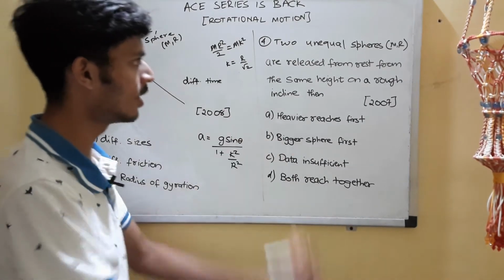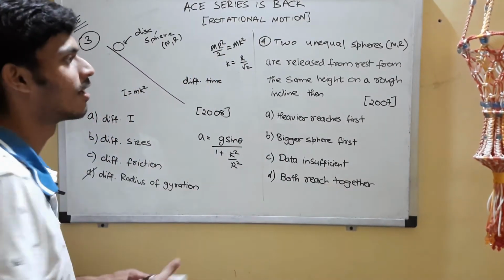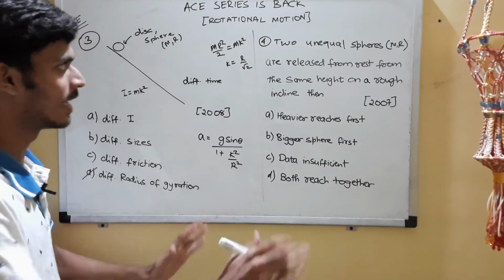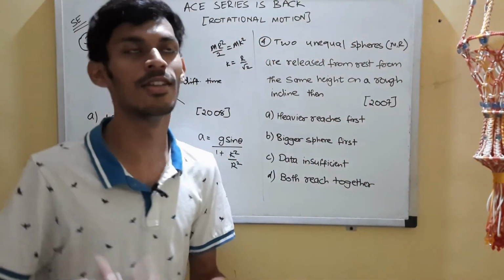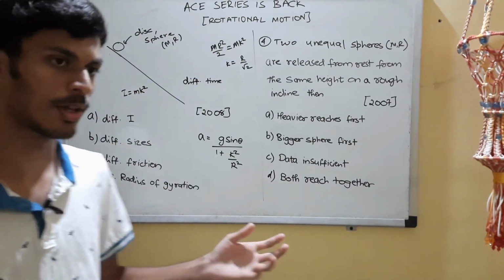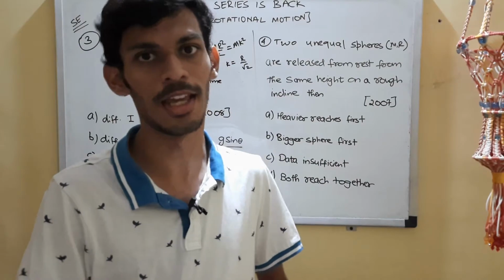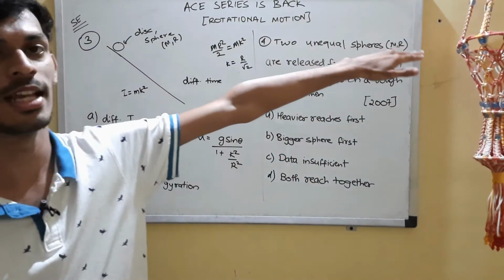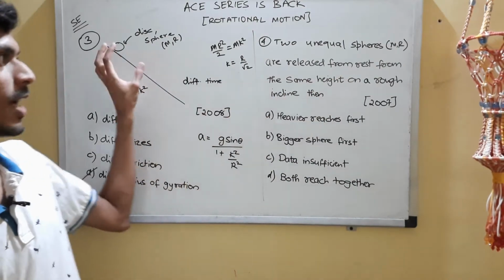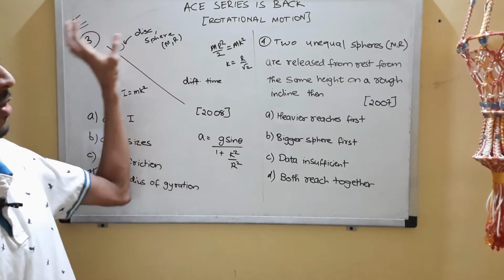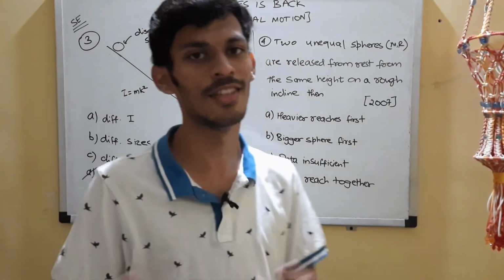Okay, now if you have understood this question, this one is very, very simple. You can give it a humble try. In fact, I'll read it for you. Two unequal spheres. These two spheres differ in terms of mass and radius. One is big, other is small. One is heavy, other is maybe light. So they differ in mass and radius, unequal basically. They are released from rest, same scenario, from the same height on a rough inclined plane. You are supposed to tell which one will reach first.